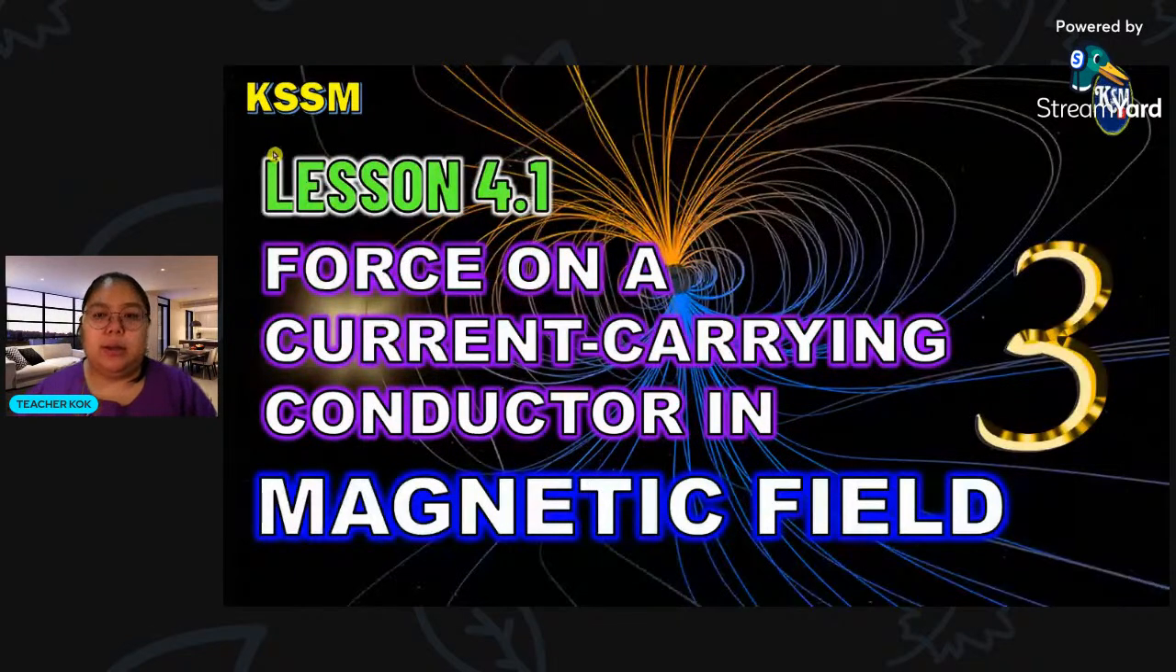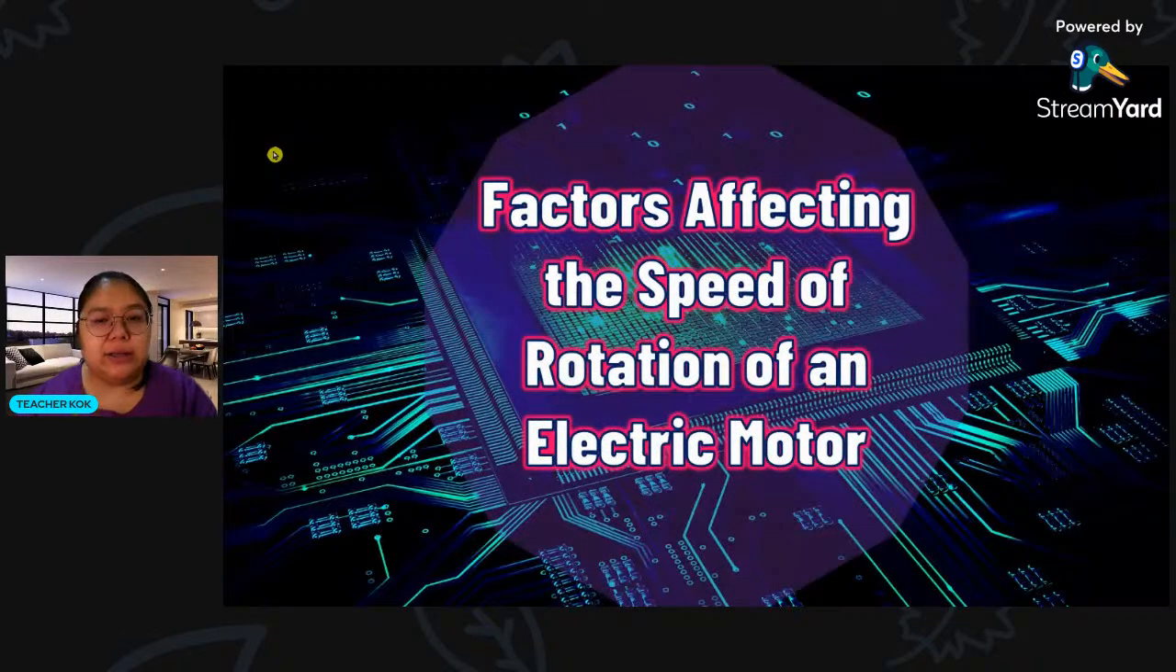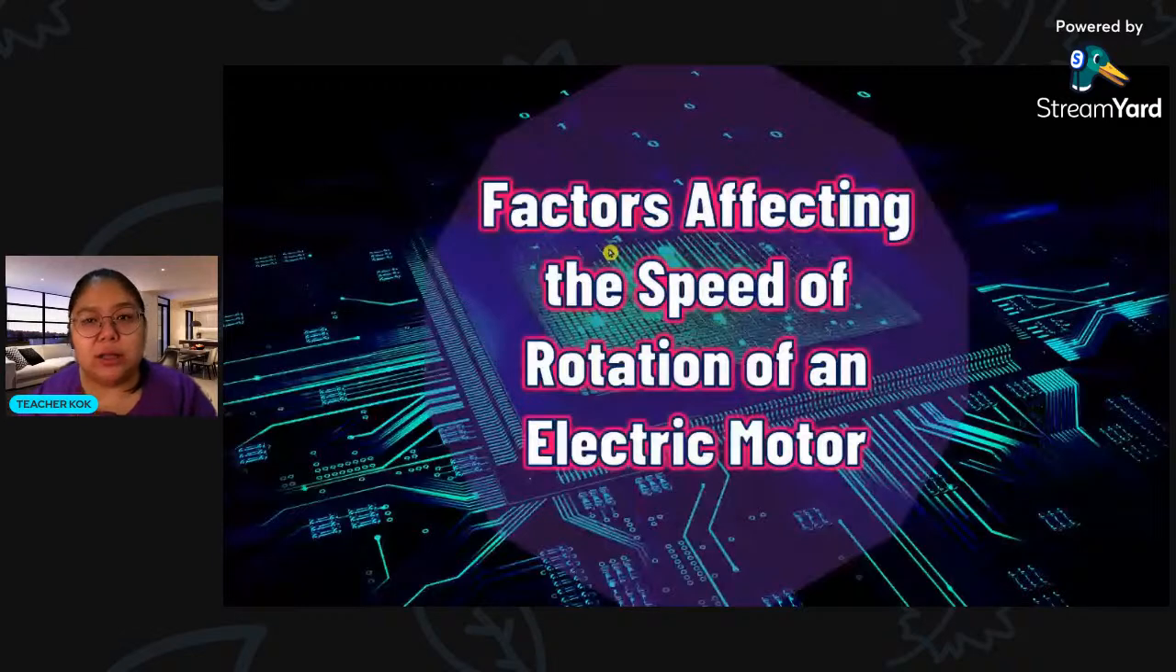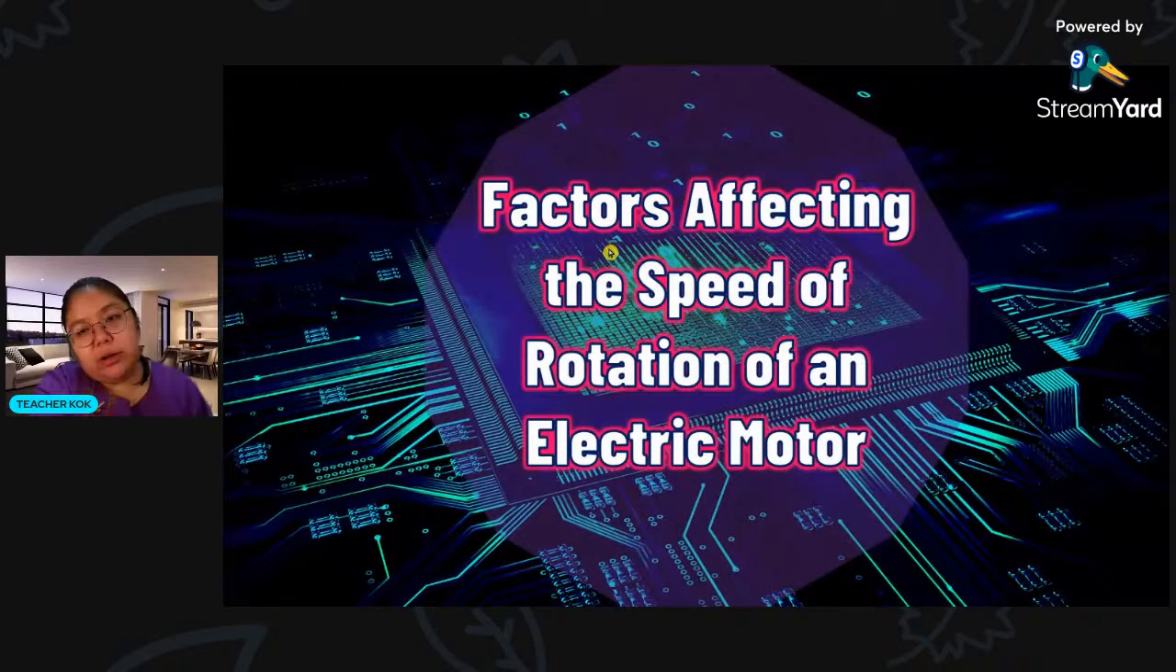Okay, let's see what this is. First, we need to find out the factors that will affect the speed of rotation of the electric motor. Remember the electric motor? It has a commutator and carbon brushes. After that, you need to use Fleming's left hand rule to find out how the coil rotates. The coil will rotate either clockwise or anti-clockwise.